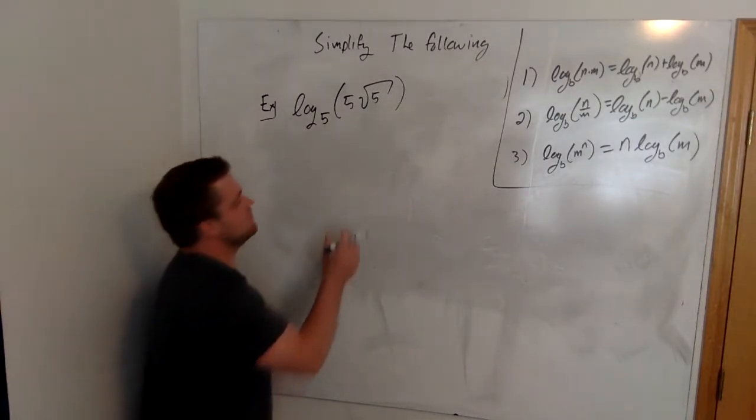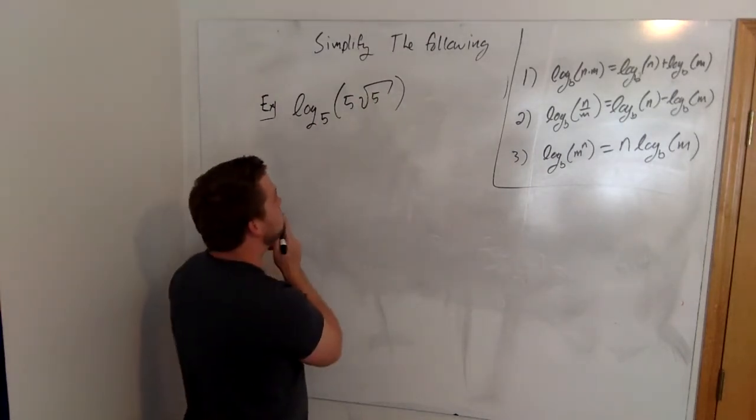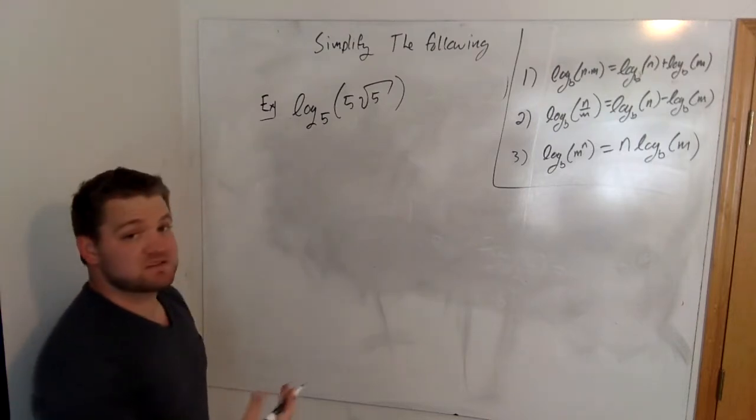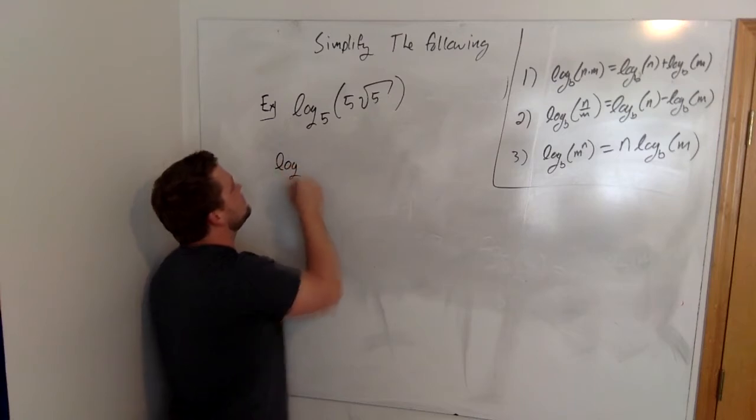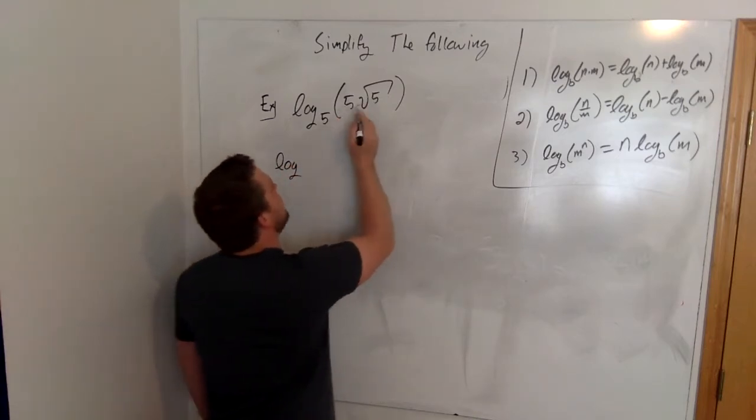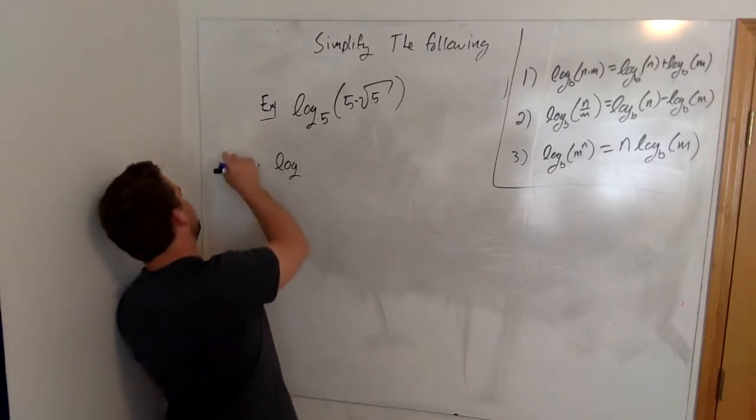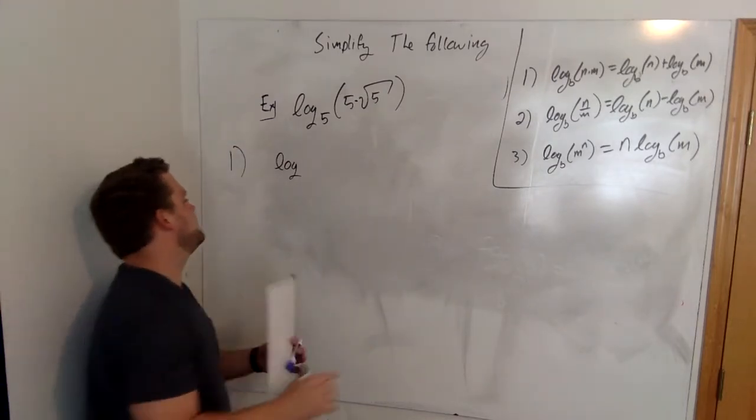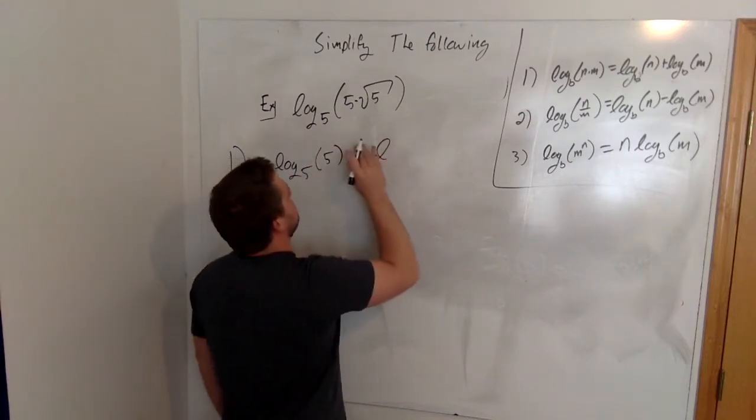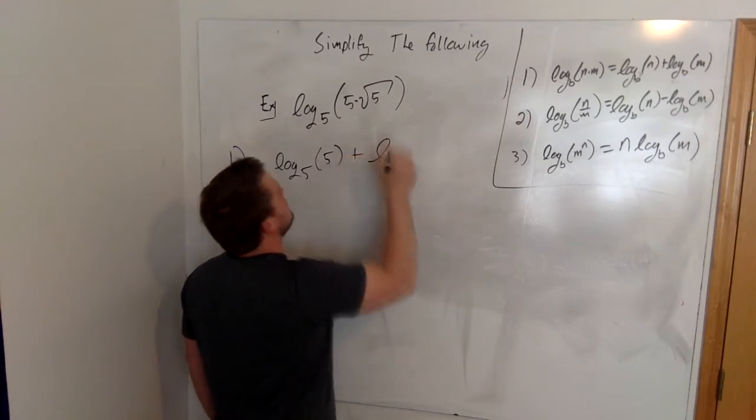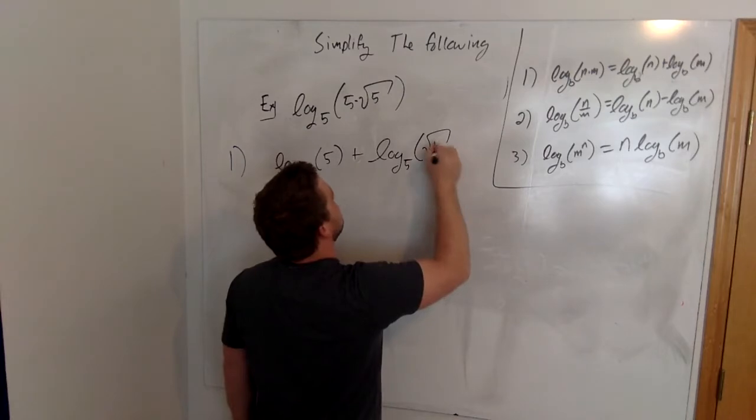It seems a little bit complicated, with everything that's going on inside the argument. So what we might try to do is expand this. What rule could we use? Well, notice I'm taking 5 and multiplying it by root 5, so I think we can use log rule 1. Using rule 1, we'll have log base 5 of 5 plus log base 5 of the square root of 5.